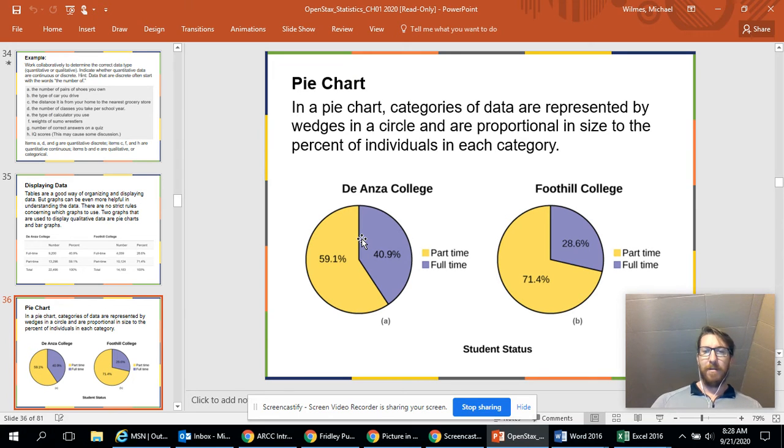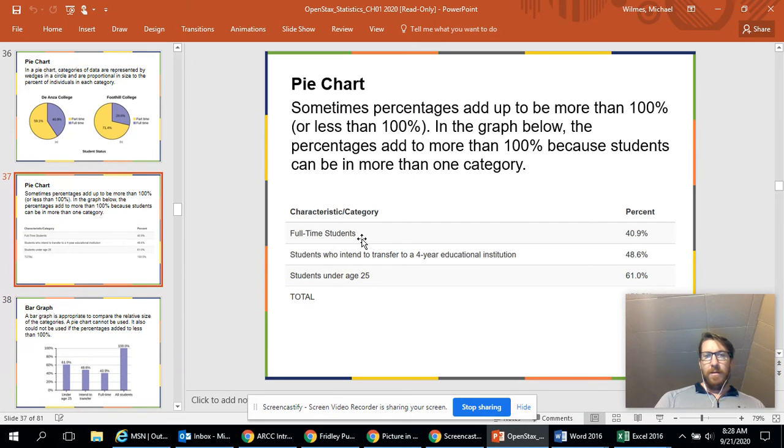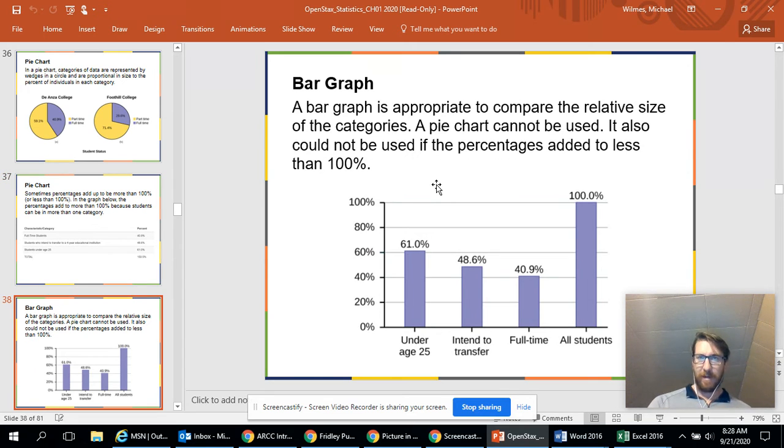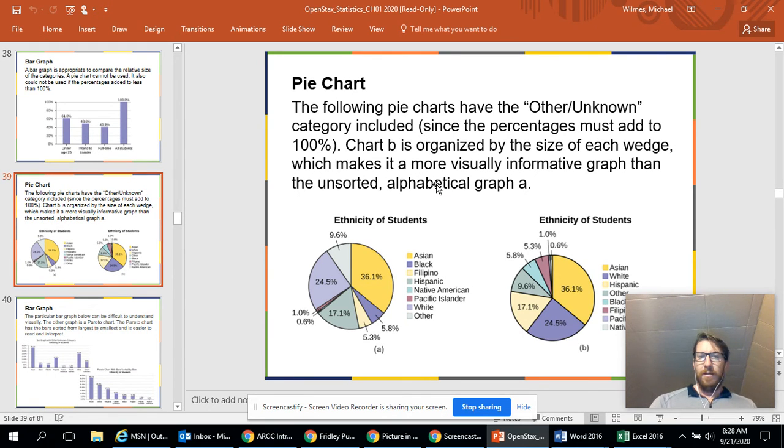Pie charts break these up into percentages or frequencies, which we'll talk about a little bit later. Here are pie charts with percentages. Here are students in more than one category. We'll talk more about pie charts. We're going to make all this in chapter 2, bar graphs. Okay. Here they have pie charts talking about others or unknowns. They just put all of the other ethnicities into this other group.